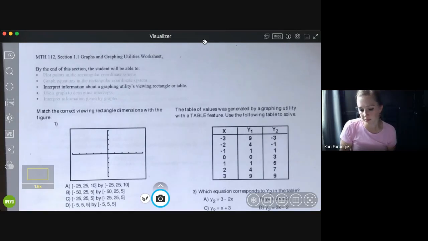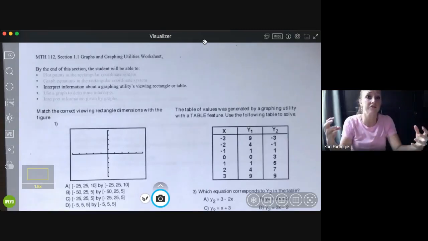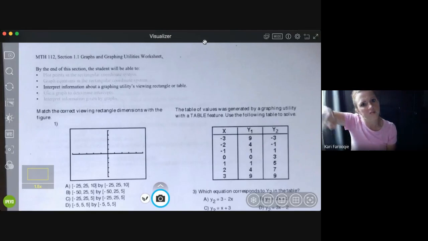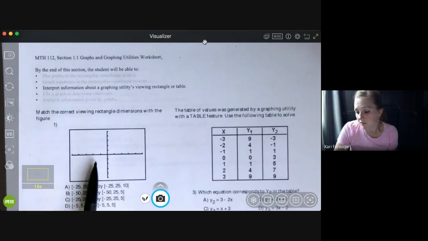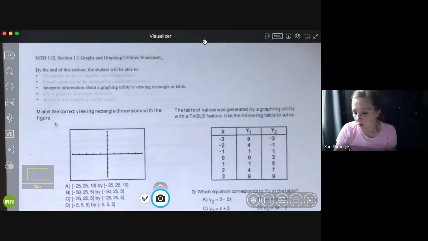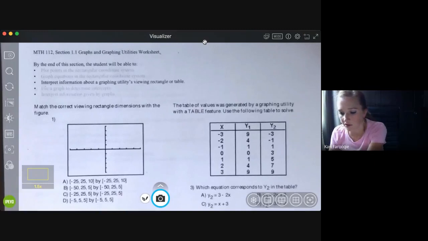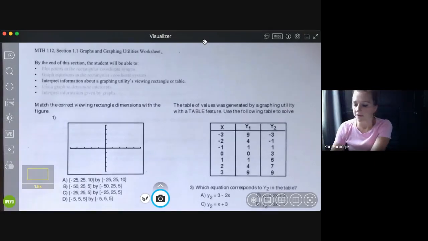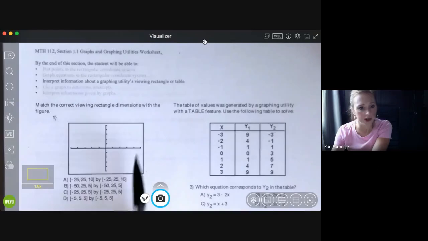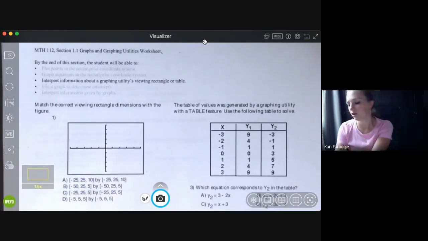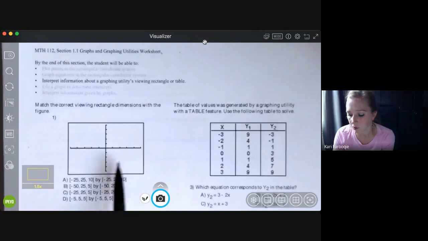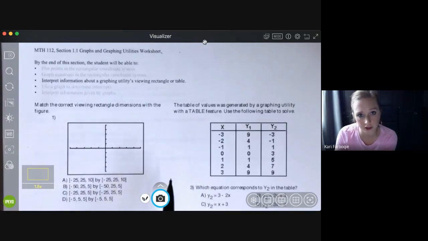Or you might be looking at something and all of the data might be really smashed into this small section, and you want to expand it out so that you can get an idea of maybe where the maximum and minimum occur, or where some points of inflection occur. And in order to do that, you're going to have to be able to work with your viewing window. So what this exercise starts doing in 1.1 is talking about how to read the dimensions of a viewing window. So you are given here basically just a blank view of a calculator output, and you're being asked to find the correct viewing rectangle dimensions that are in the figure.